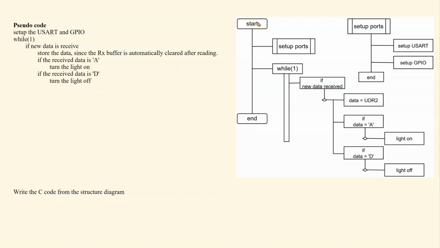So putting it into a structure diagram, we have our start to end, set up ports, the function, and we set up the USART and the general purpose I/O. We have a while 1 loop here. If new data is received, if that's true, we store the data. If the data is equal to A, we turn the light on. If the data is equal to D, we turn the light off. Now pause the video and try to write the C code from the structure diagram. You can either write it by hand or try Microchip Studio, which is free.